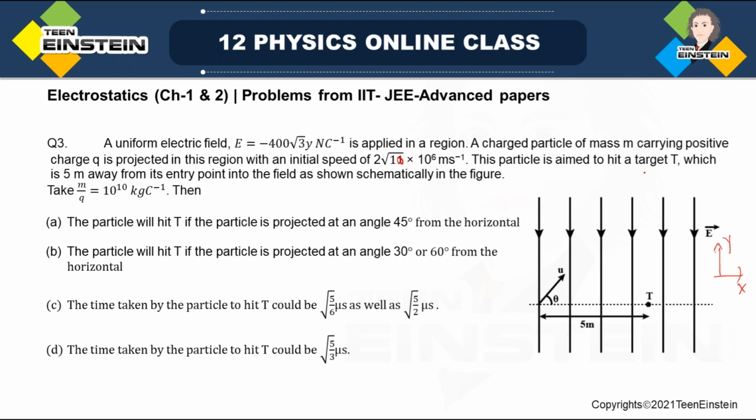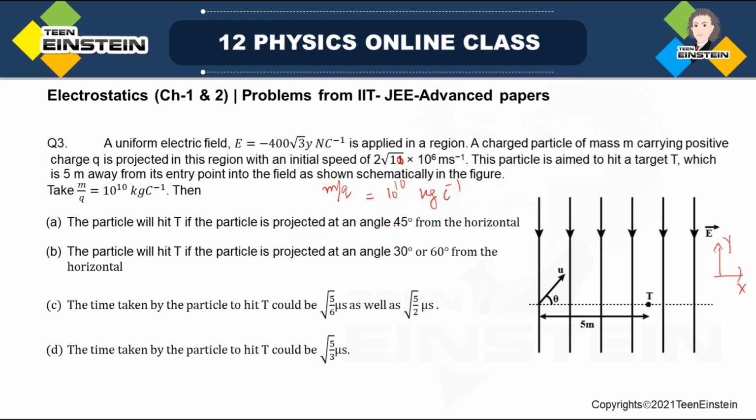The particle is aimed to hit at a target T, you see here, which is 5 meter away from its entry point. Entry point, charge is taking entry over here, into the field as shown in the figure schematically. So here you have to take m by q as 10 to the power 10 kg per coulomb. So mass by charge is given as 10 to the power 10 kg per coulomb.